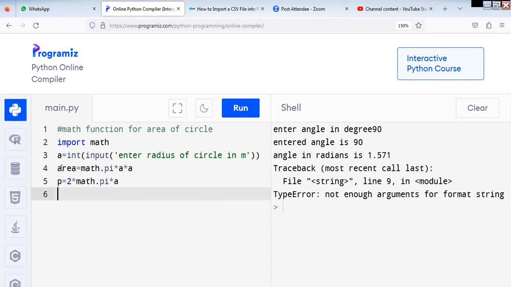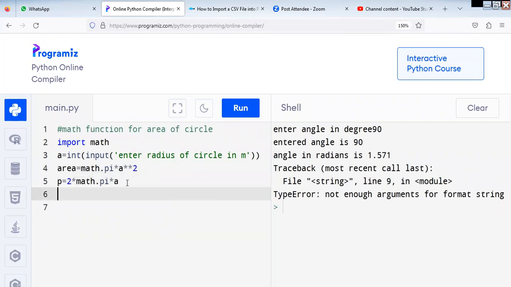Now we are finding what? Area. Area is pi r square. So r is here what? A. So r square is r into r, or we can say A double star 2. So it tells that it is A raised to 2. We have calculated area and perimeter.